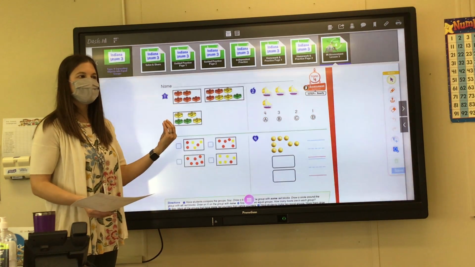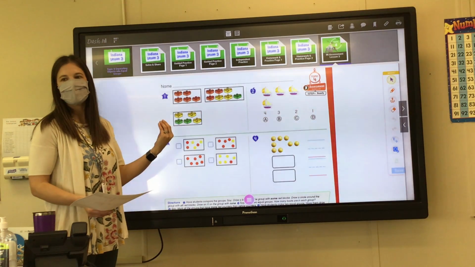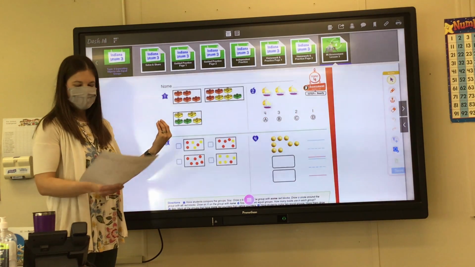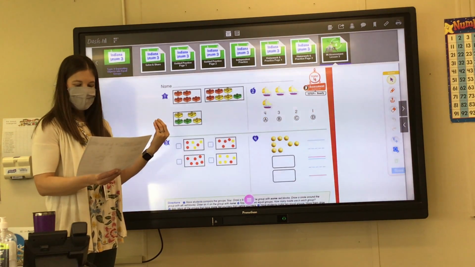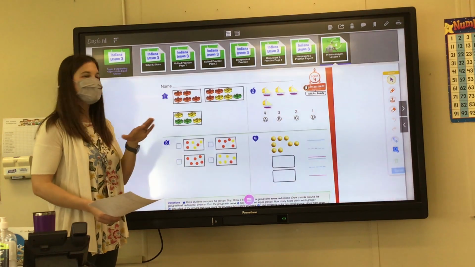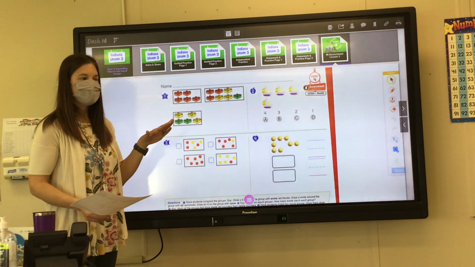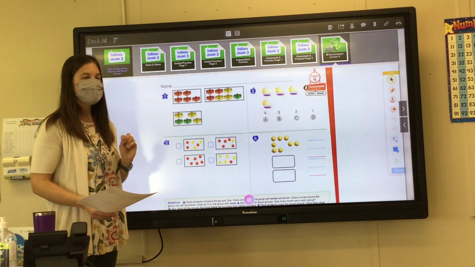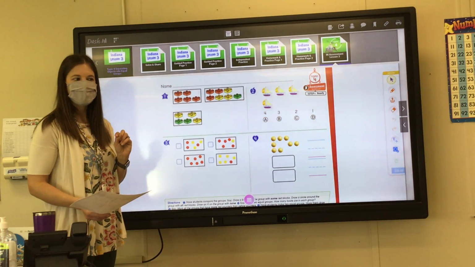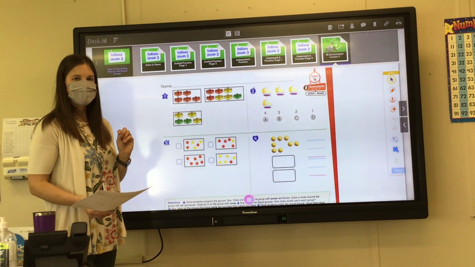You're going to need to look up here, those friends who do not have a color copy. And then draw an X on the group with none. So which group has none? No red blocks. Draw an X on it.